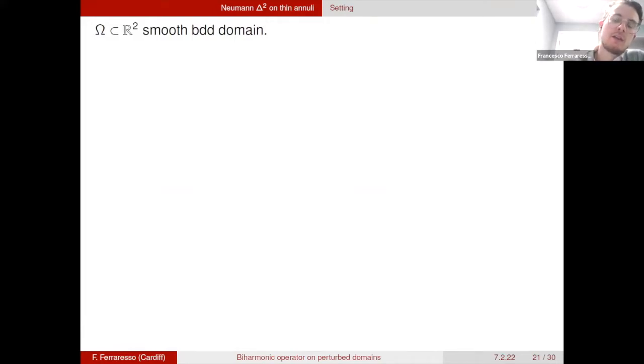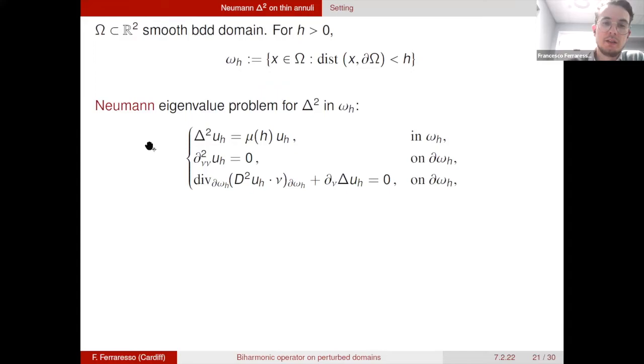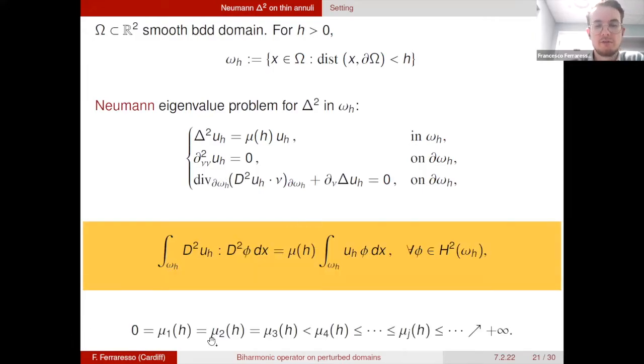So basically, think about a smooth bounded domain in R2, and you consider a tubular neighborhood of the boundary. And now you consider the Neumann eigenvalue problem for the Neumann biharmonic operator in omega h, and you want to know what happens to these eigenvalues mu h when h tends to 0. So again, this sounds like the same thin domain analysis that I was doing for the Dumbbell. So Luigi knew about that result, and he asked me, okay, can you actually prove what the limit of this eigenvalue is? And I was quite optimistic.